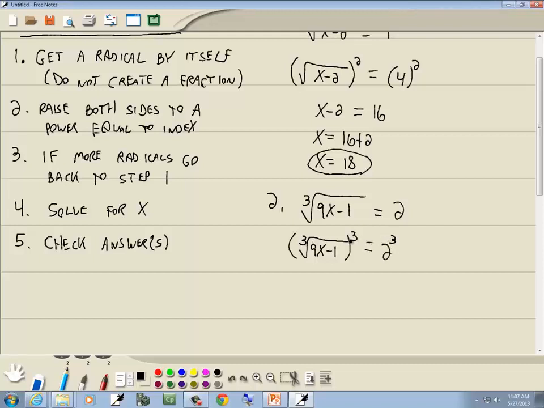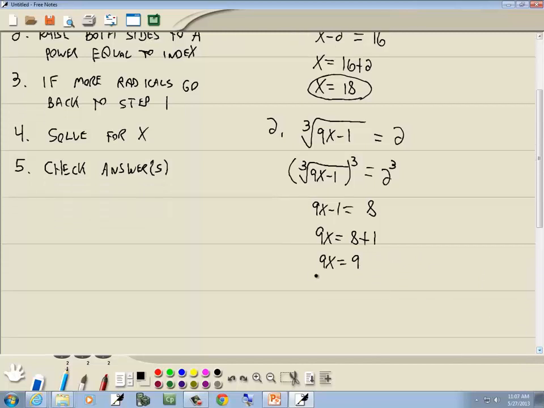And again, when your index matches the power you're raising it to, all that cancels away. It just leaves you what's underneath the radical. 2 to the third is 8. Now we're at step 3. If more radicals, go back to step number 1. We don't have to go back. There's no more radicals. Solve for x. So I'll take negative 1 over. This is a linear equation. It becomes a positive 1. 8 plus 1 gives us 9. And then we're going to divide both sides by the number in front of our x, which is 9. And we get x is equal to 1.